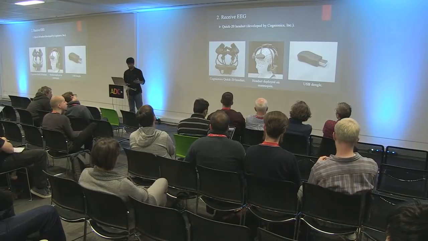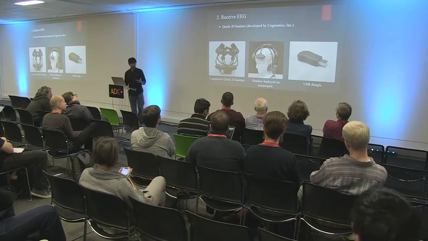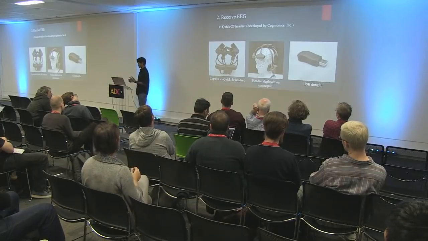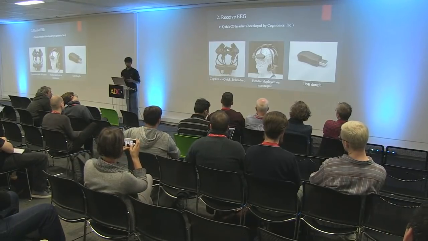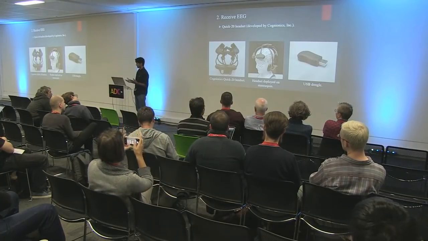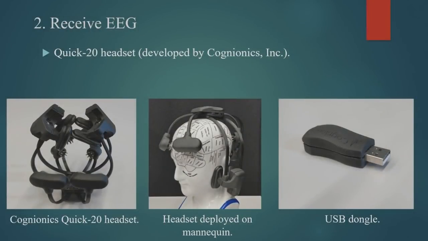So in this project, we have used a wireless and dry EEG headset to detect brain waves. Generally in BCI research, they use medical grade headsets that use sophisticated sensors, which require a lot of setup time and which are not practical for real world scenarios. So in this project, we are using a dry and wireless EEG headset that's manufactured by Cognionics Incorporation. On the left, you have a picture of the headset, and in the middle, you have a picture of it being deployed on a mannequin.